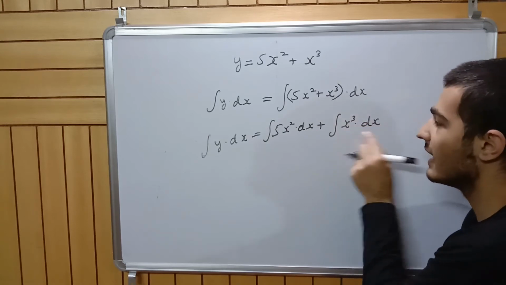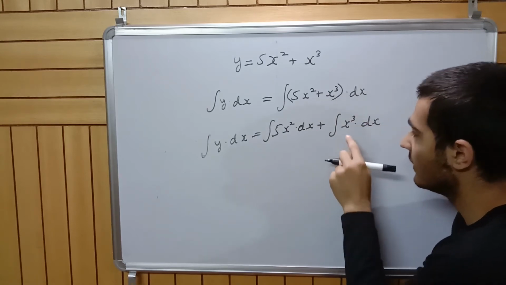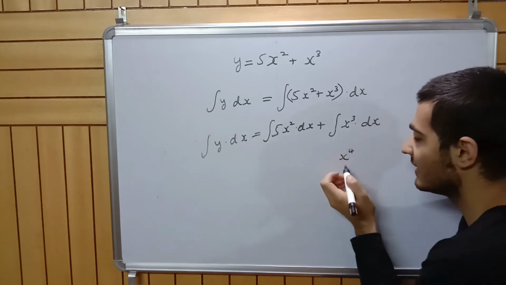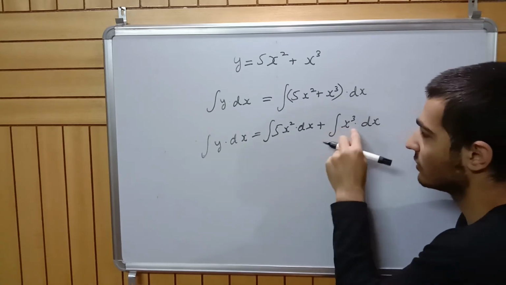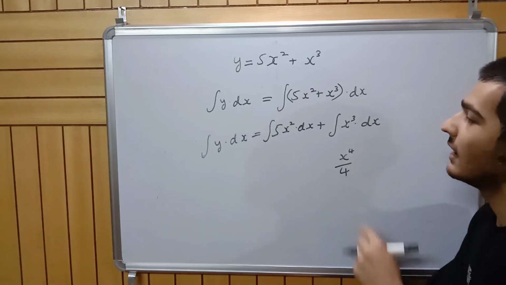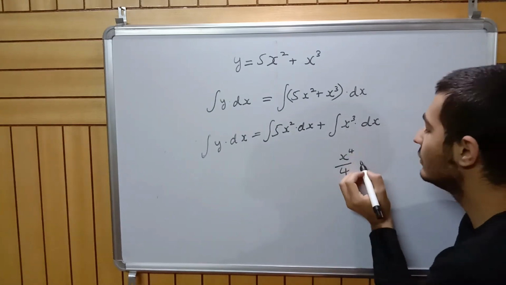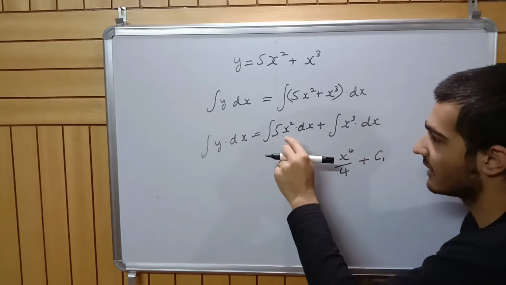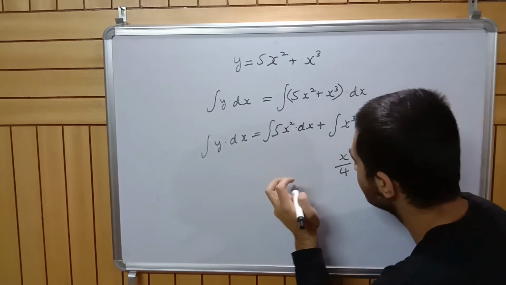I can use the power rule here, so I can simply increase the power by 1 here. So this is a simple expression, right? And divide by the same number. So this is the integration of this. Obviously, because this is an indefinite integral, I need to add plus c, and I'll just write this as c1, okay, because I'll get another constant here also.